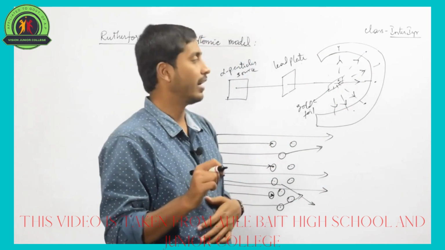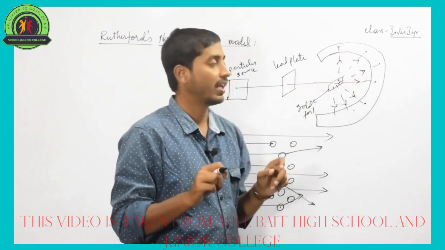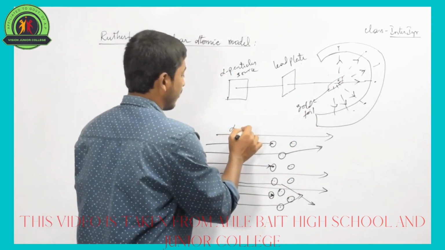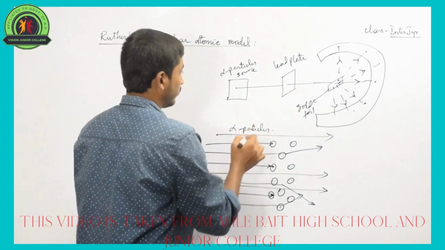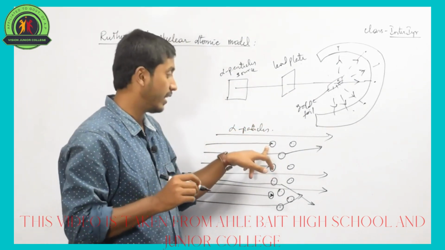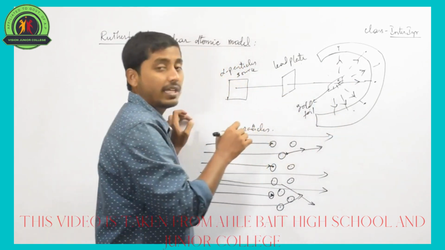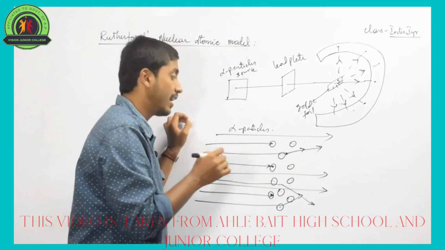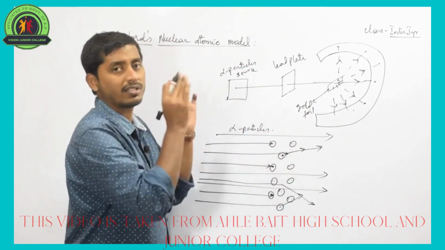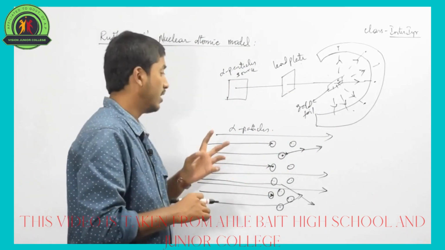Is it clear? Then how are they getting deflected from the original path, that is what we can discuss here. These are rays of alpha particles. When they are incident on a particular atom, he concluded that whenever these particles are moving away from the center, there is something in between that is pushing them towards the outside. What is that?